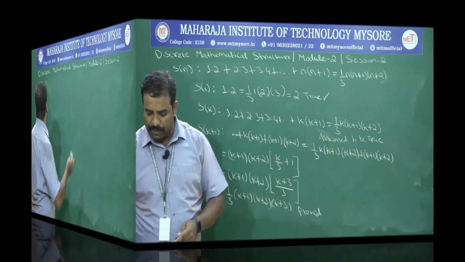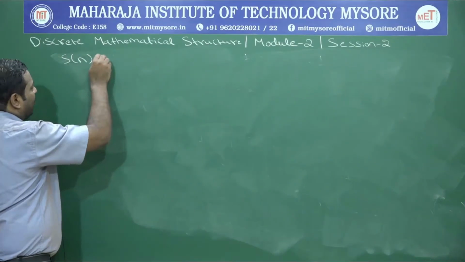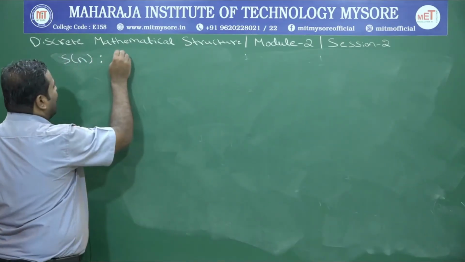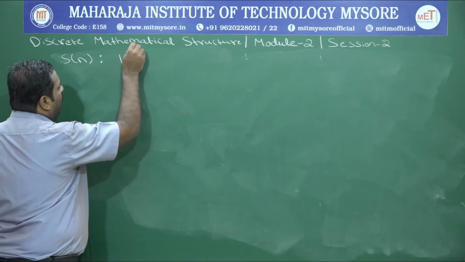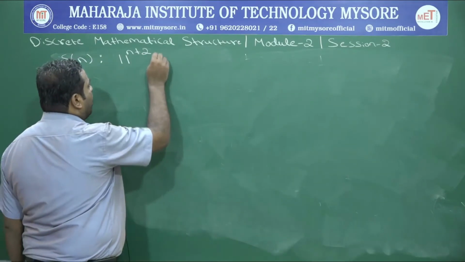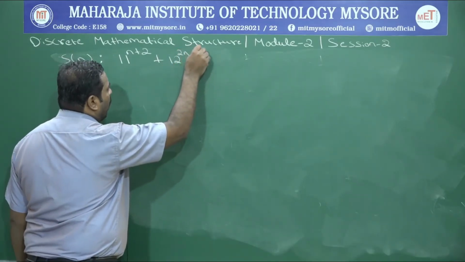Let's take one more example. Fine. And right now, let us take this example as the open statement S of n, which is going to state as 11 to the power of n plus 2 plus 12 to the power of 2n plus 1.